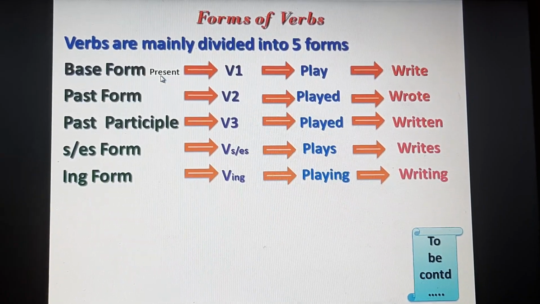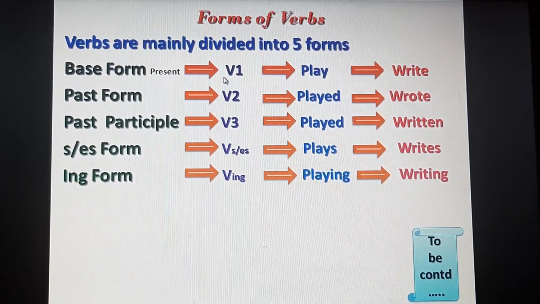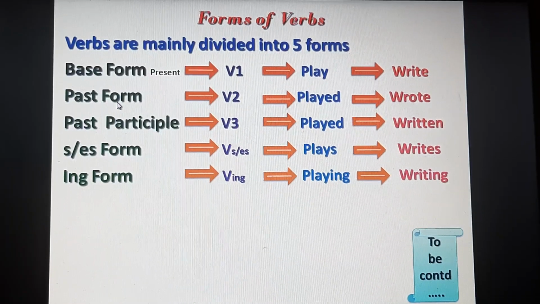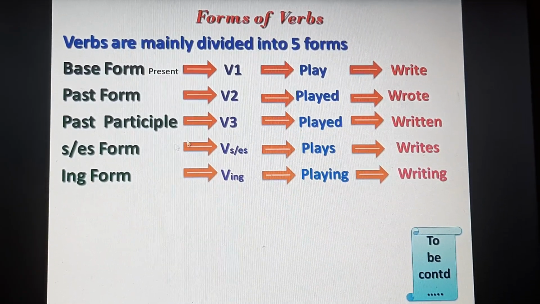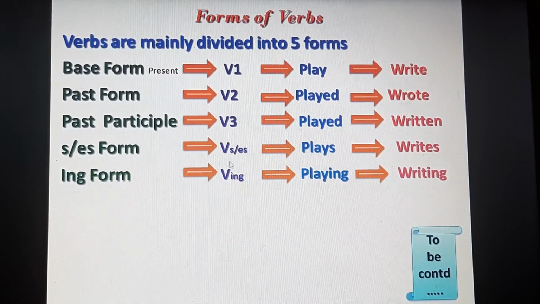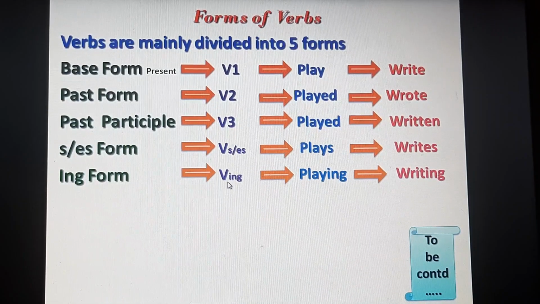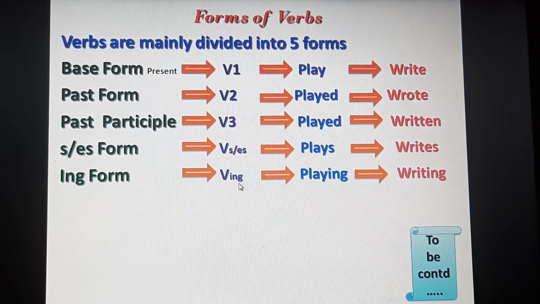Base form, which is the present tense form, called V1. Past form, past tense, V2. Past participle is V3. S/ES form, called VS/ES form. ING form, which is denoted as VING.